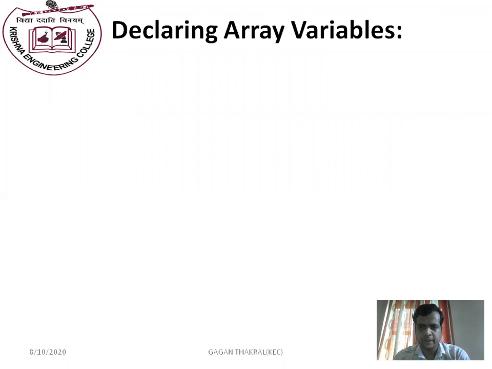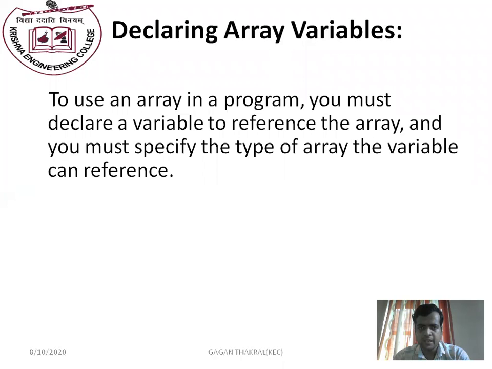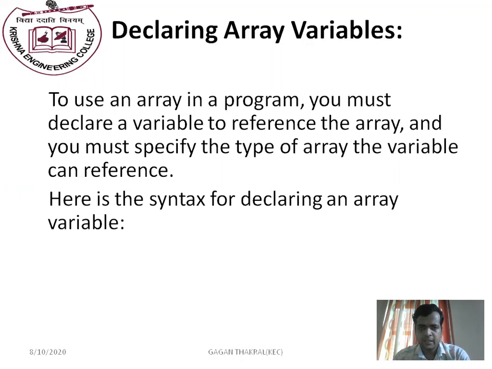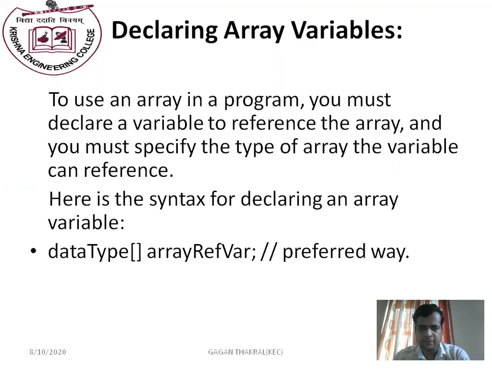How to declare an array variable in Java? To use an array in a program, you must declare a variable to reference the array, and you must specify the type of array the variable can reference. Here is the syntax for declaring an array variable in Java. First of all, we have to write the data type and then square brackets and then the array reference variable, or we can say the name of the array.